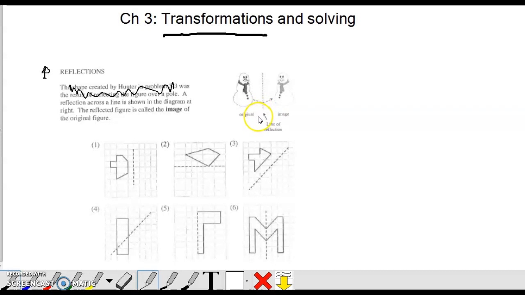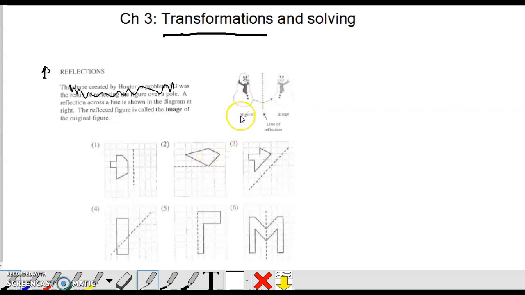So if you've ever looked into a mirror, right, and you've seen your reflection, you hold up your right hand or your left hand, and it almost looks like it's the opposite hand, right? That's a type of reflection, right? You can see it in a mirror, you can see it in water of some sort.